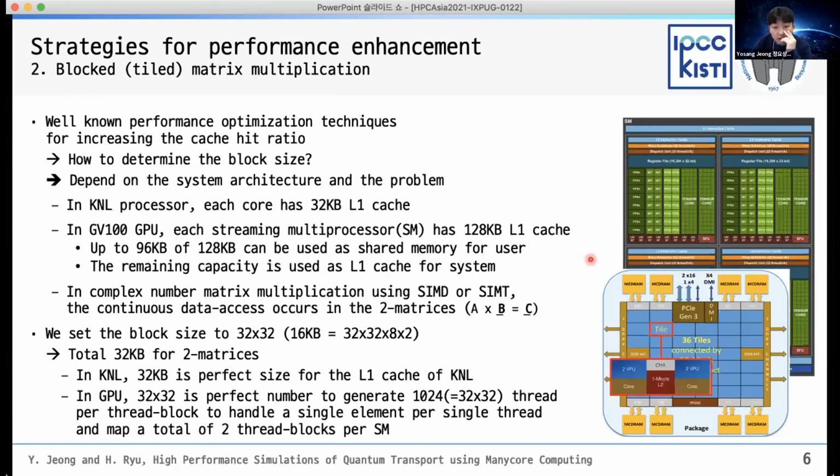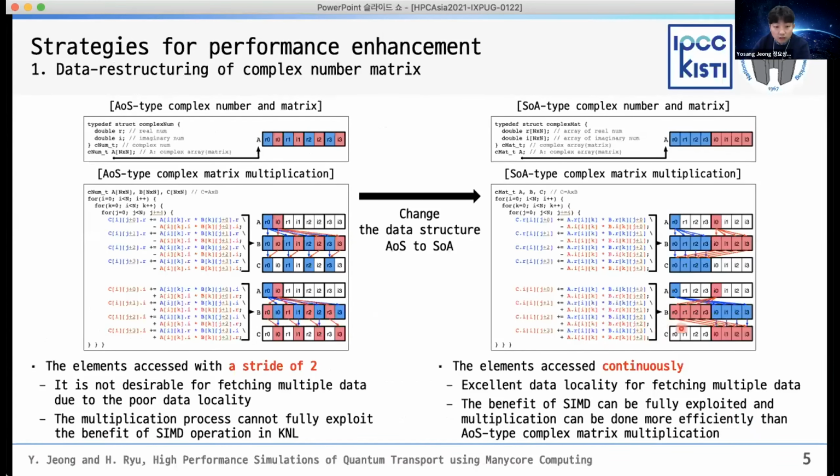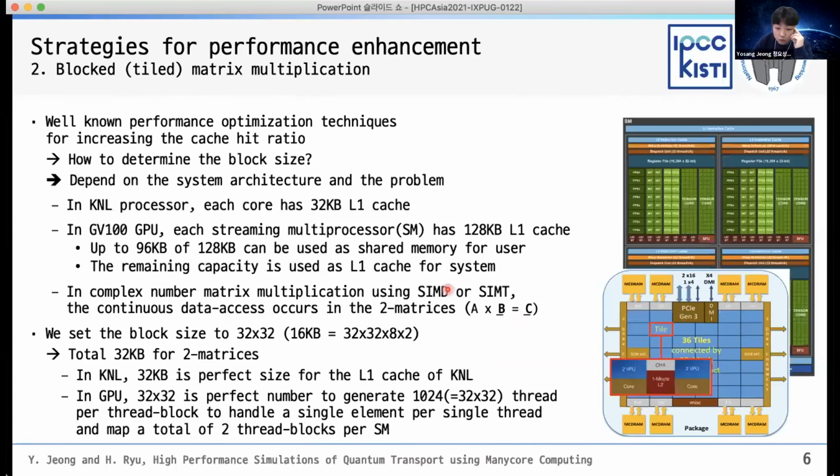Let's think about our case. In the KNL processor, each CPU core has a 32 kilobyte L1 cache. And in the GV100 GPU, each streaming multiprocessor has a 128 kilobyte L1 cache. In the complex number matrix multiplication using SIMD operations, the continuous data access occurs in 2 matrices, as we can see here, B and C. So we set the block size to 32 by 32.